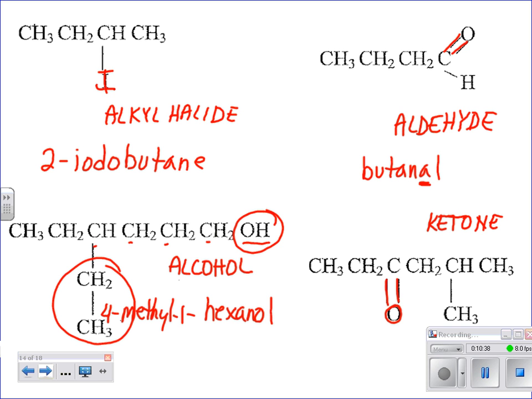And there are 6 carbons, so that becomes a hexanone. Well, where is that double bonded oxygen coming off of? Carbon number 3, so it's a 3-hexanone. On top of that, we've also got a methyl coming off of carbon number 5. So 5-methyl, 3-hexanone.